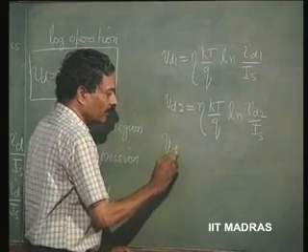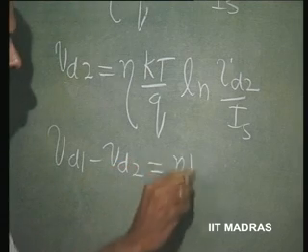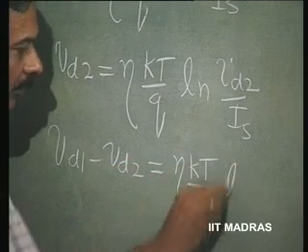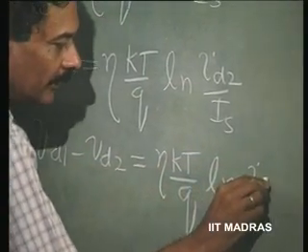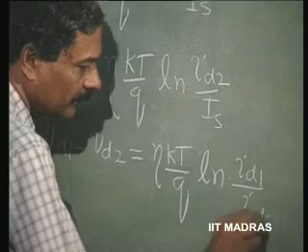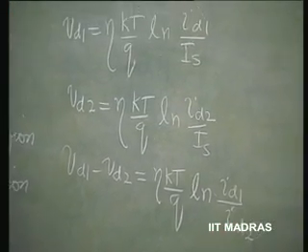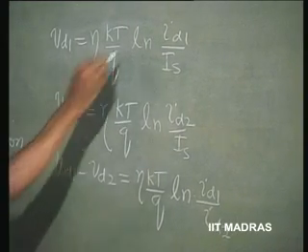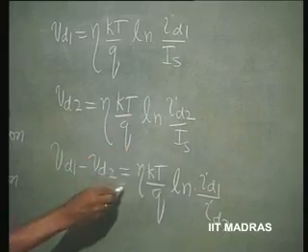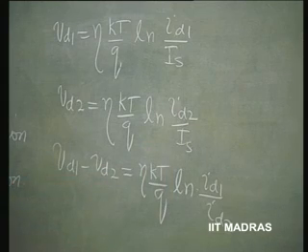If I now take Vd1 minus Vd2, then you will get eta kT over q log Id1 by Id2, because log x minus log y is log x by y. Since eta kT by q is common, it is log x divided by y. Is gets cancelled. So, it is only dependent upon the operating current.